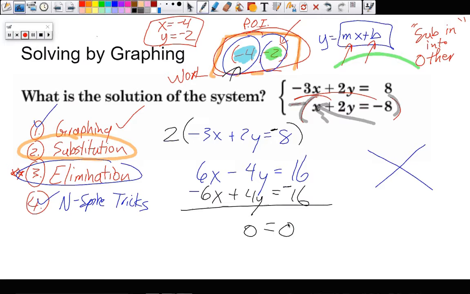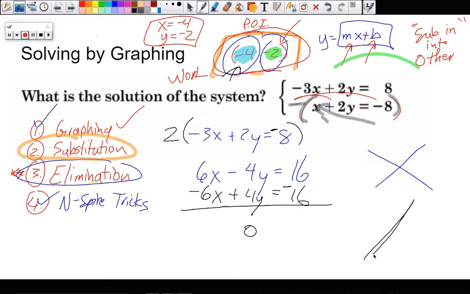So listen, there's no one solution. You have infinite solutions or you have no solution. You have to ask yourself this question: is this a true statement? It is. So it's infinite solutions. Now look at this. That means it would look like a line right on top of itself.